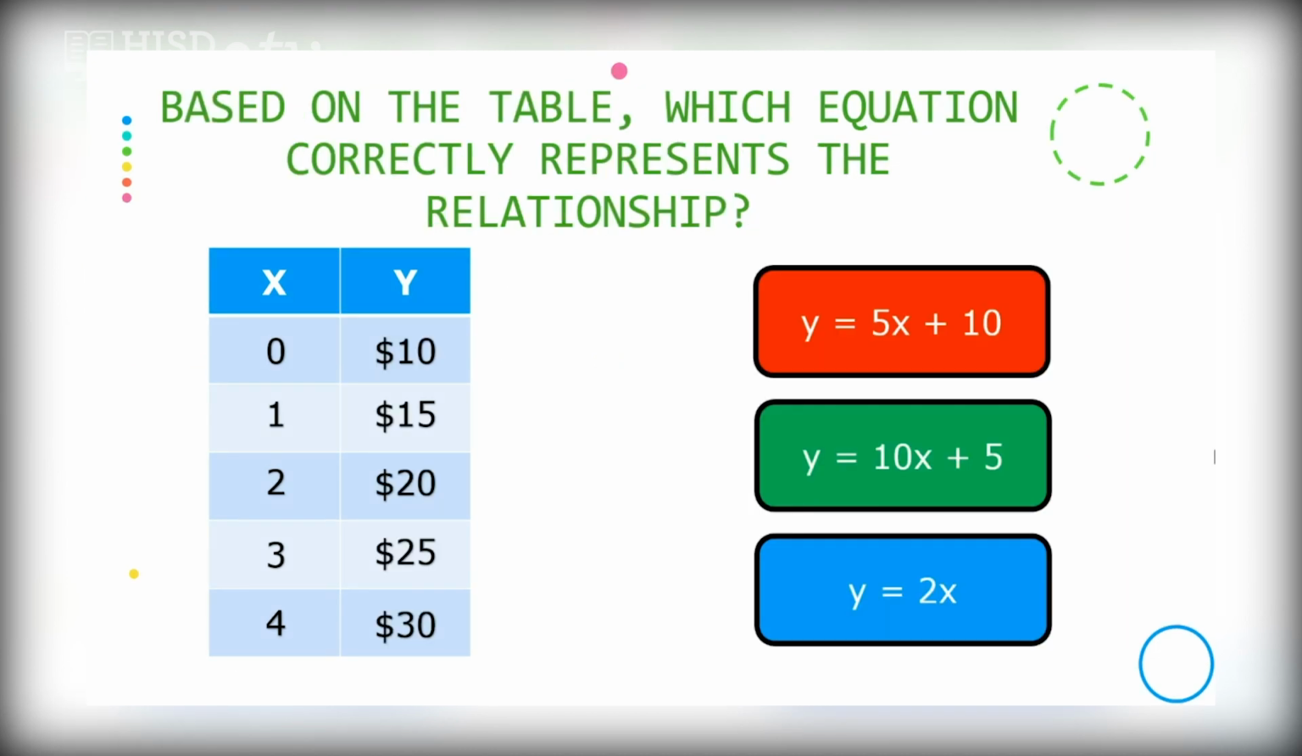And now it's going to be your turn. Based on the table that you have on the left, you're going to pick which equation correctly represents the relationship between the x values and the y values. You're going to have a couple of seconds to find the correct answer.